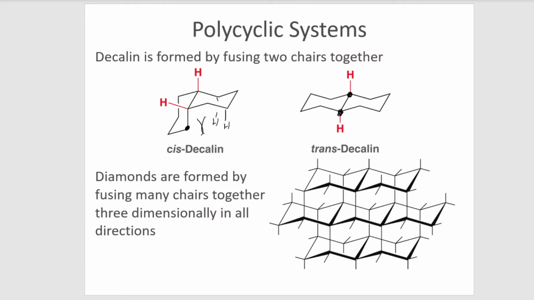So this trans-decalin sort of format, fusing all these chairs together in 3 dimensions, is actually how diamonds are formed in all arrays and directions. That's how the carbon array is for a diamond.